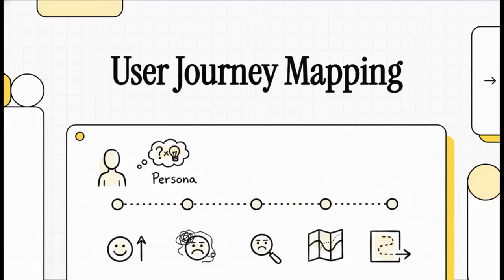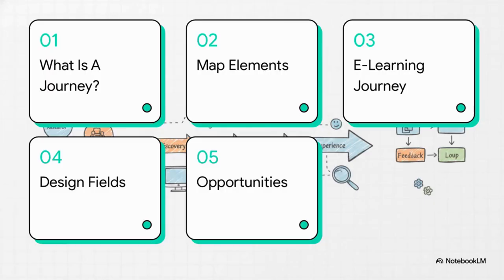So, to figure that out, we've got to map it out. We are exploring the seriously powerful tool known as user journey mapping. All right, so here's our agenda for today's explainer. First up, we'll define exactly what a user journey is. Then we'll break down the core elements of a journey map, run through an awesome e-learning example, check out applications across different design fields, and finally, turn user frustration into real opportunity.